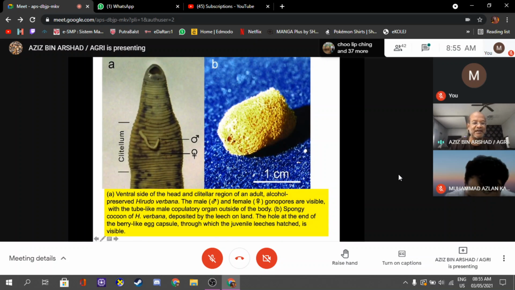So this is to show the reproductive form of the male and female of the earthworm. And this is the cocoon of the leeches.